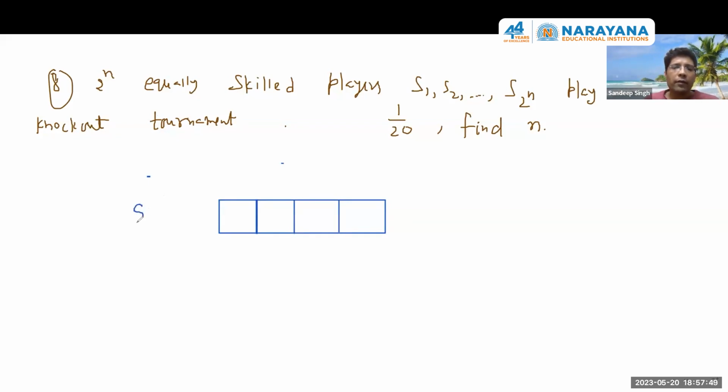In fact, I will explain this via 2 methods. What you have done is perfectly all right. Yes, please tell me, Shashi Kumar. In the first round, except S1, there will be 2 power n minus 1 players. So the probability of S1 winning will be 2 power n minus 2 by 2 power n minus 1, into 1 by 2. Okay.